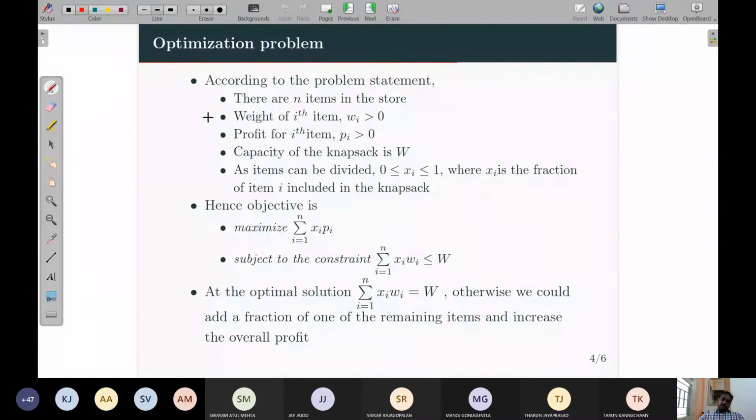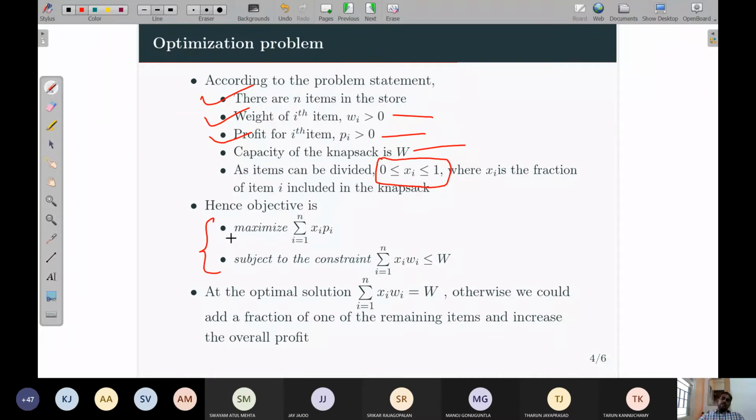So this is just an optimization problem. What is the problem statement? These many things are given. There are n items. Weight of each item is Wi, which should be greater than 0, obviously. Profit is also greater than 0, obviously. Capacity of the knapsack will be given in the question. It is W. And as the items can be divided, each xi has to be found out. That is your job.